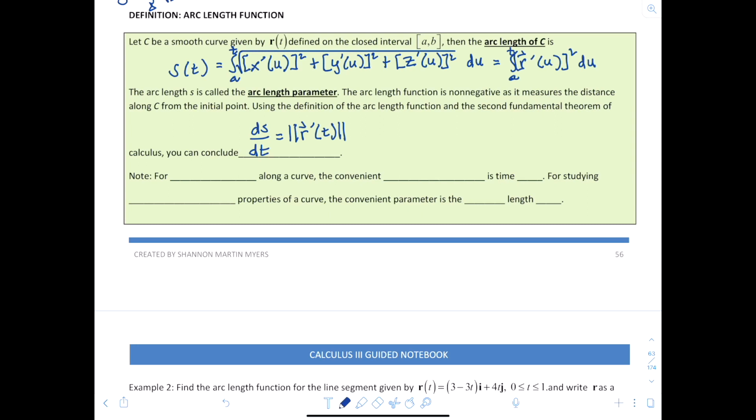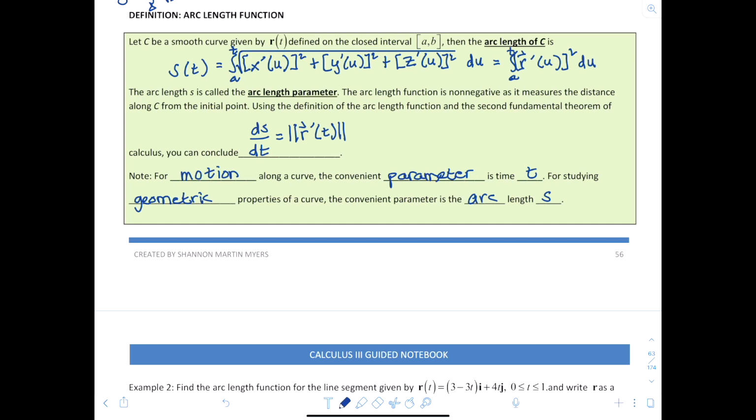Note, for motion along a curve, the convenient parameter is time t. For studying geometric properties of a curve, the convenient parameter happens to be the arc length, s.